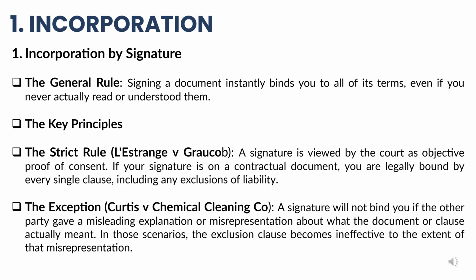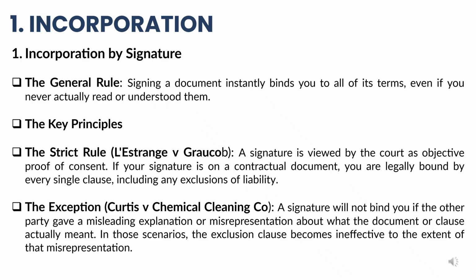Once a contractual document is signed, the signer is normally legally bound by all of its terms, including any exclusion clauses contained within it. This rule reflects the importance contract law places on certainty and reliability in commercial transactions. If signatures could easily be ignored, contracts would become far less dependable. However, there are important exceptions to this principle.